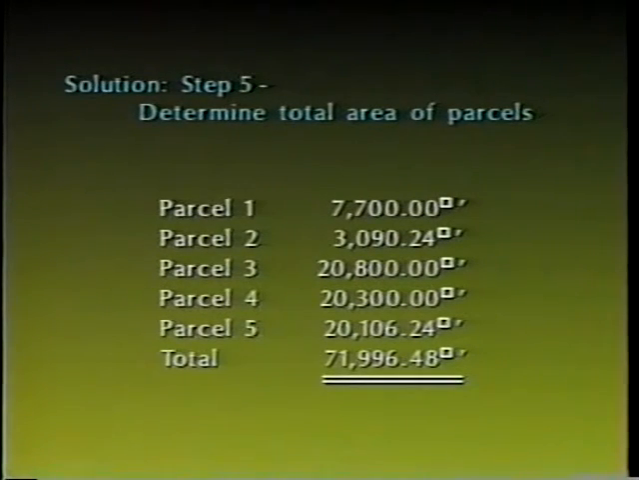We have calculated the areas for each of the 5 parcels. Now we add them to get a total excess, which is 71,996.48 square feet. Now we can determine the area of parcel A.